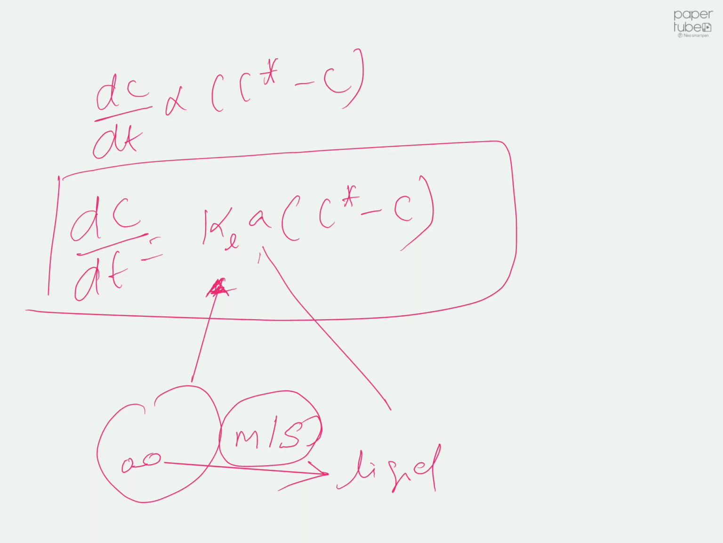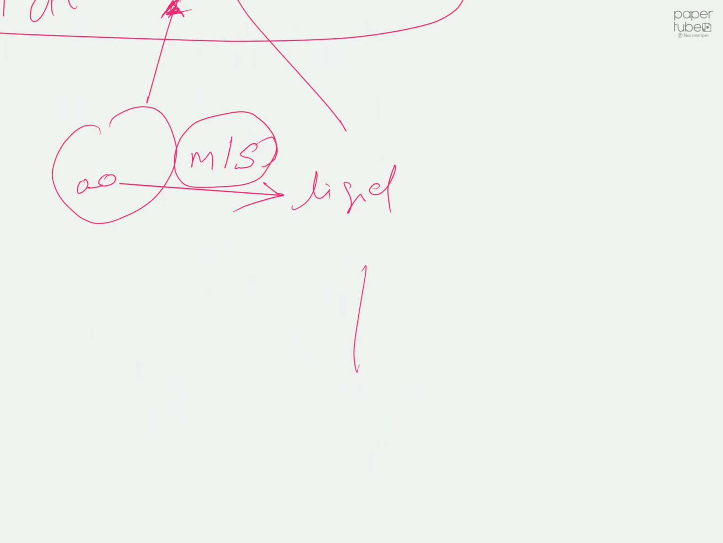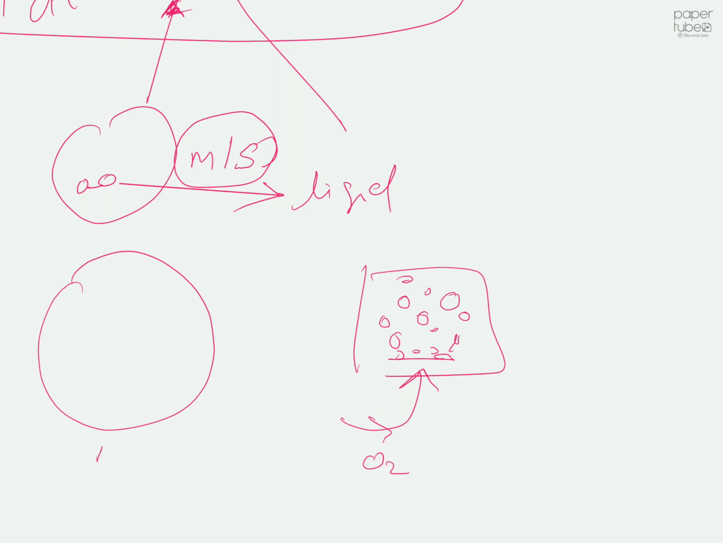And what is this A? Imagine you have a reactor and you're sparging with oxygen gas so that the microorganisms can take the oxygen and survive. Imagine you have so many bubbles inside. If this is your bubble, you have your oxygen molecules inside. They have to pass through this small area which is here.